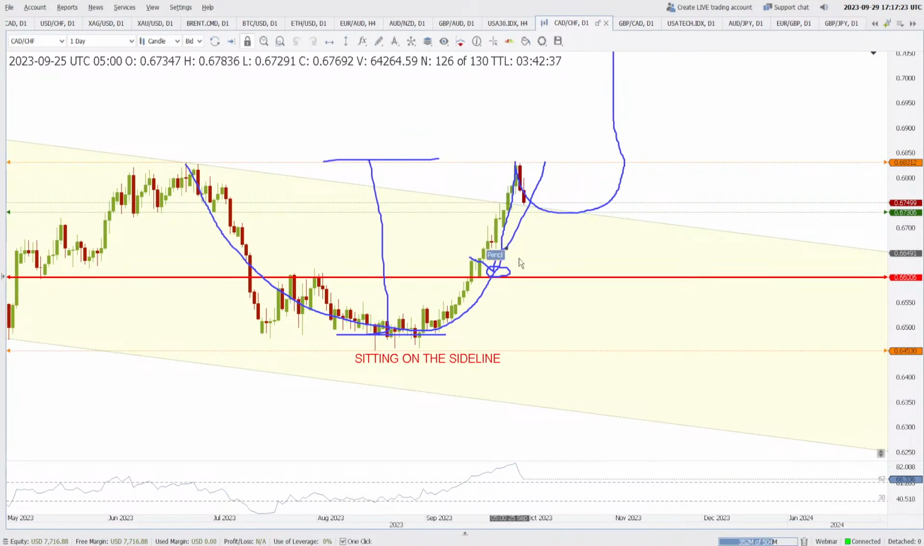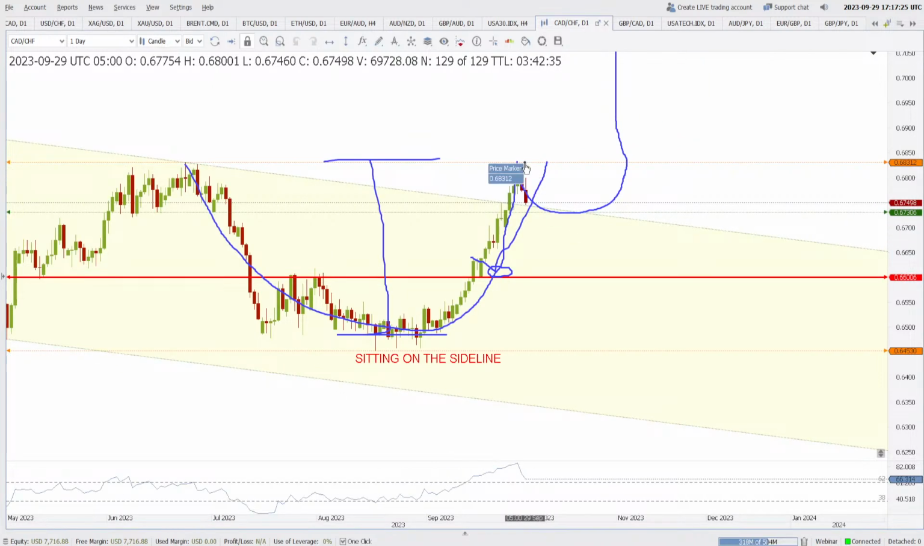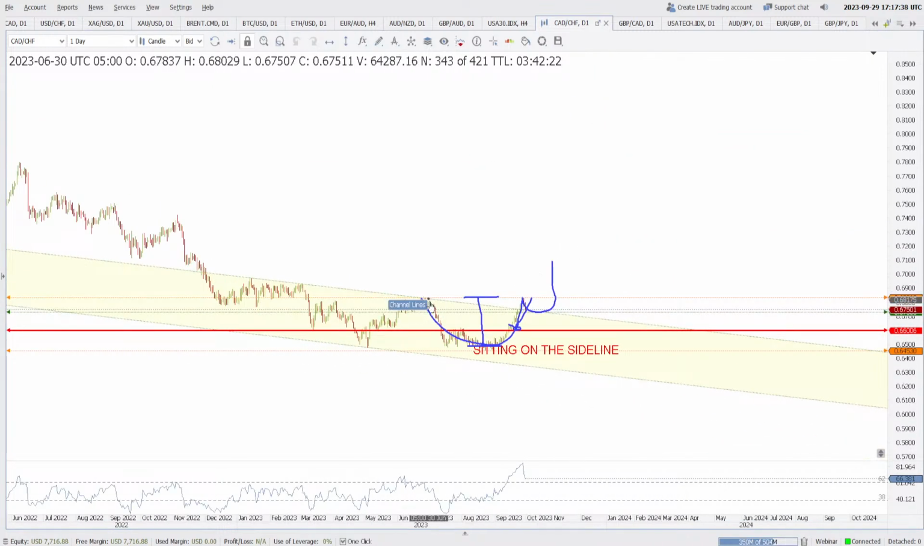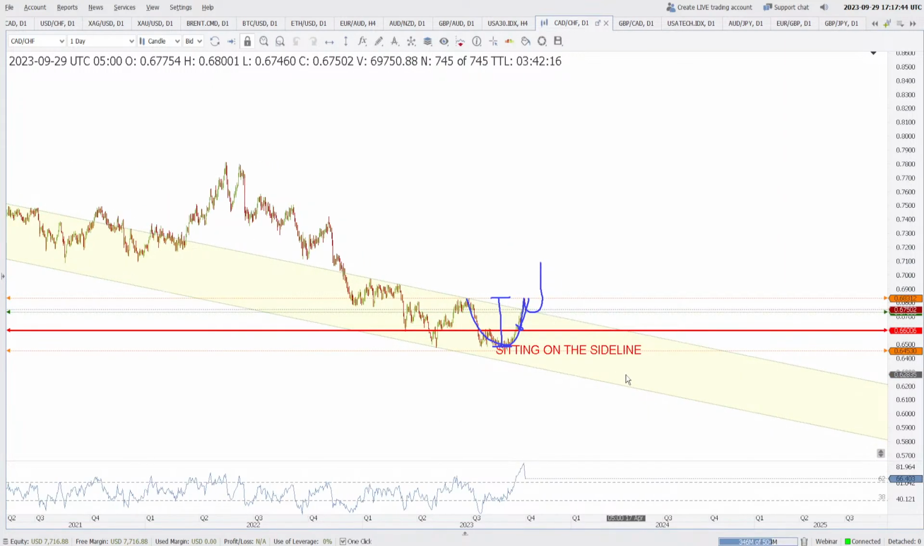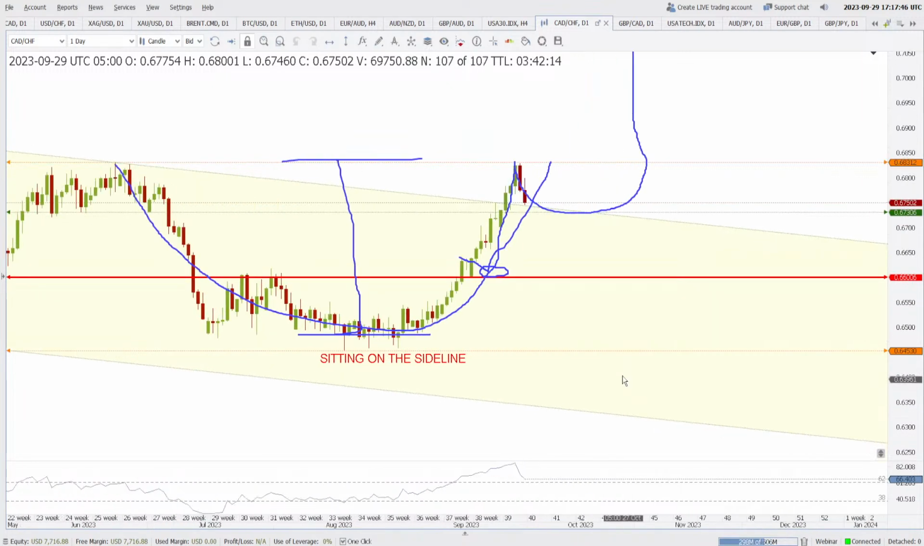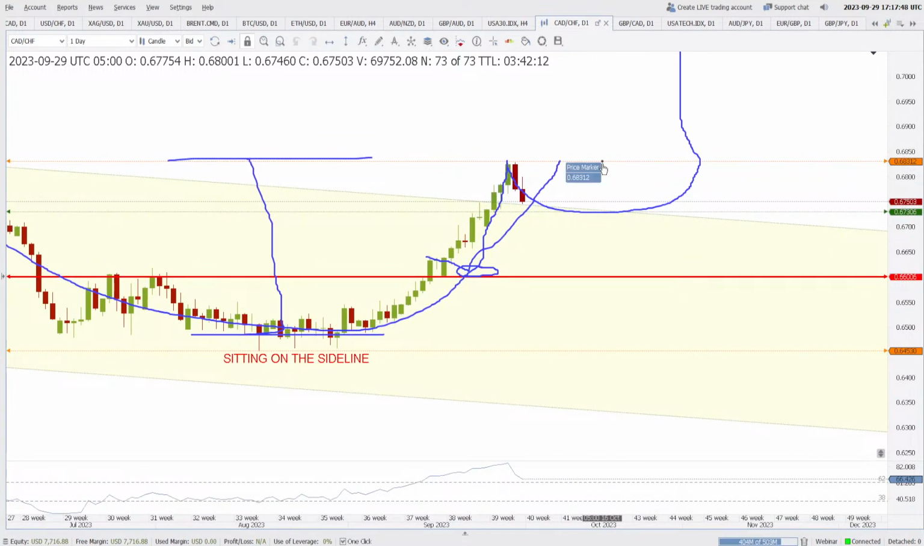CAD CHF, well, this movement is what was expected. 0.6730 is supposed to be a good support. Let's see if that happens or not. But if the price again comes back to 0.6831 and closes higher than that, then it will be a confirmed cup and handle breakout, and in that case I'll be looking for a longer term up move in the CAD CHF. Right now resistance is 0.6831, the support is 0.6730 in this area.